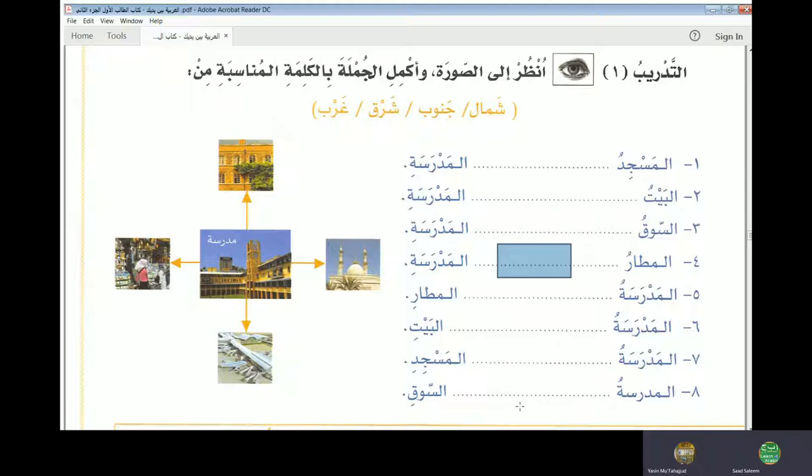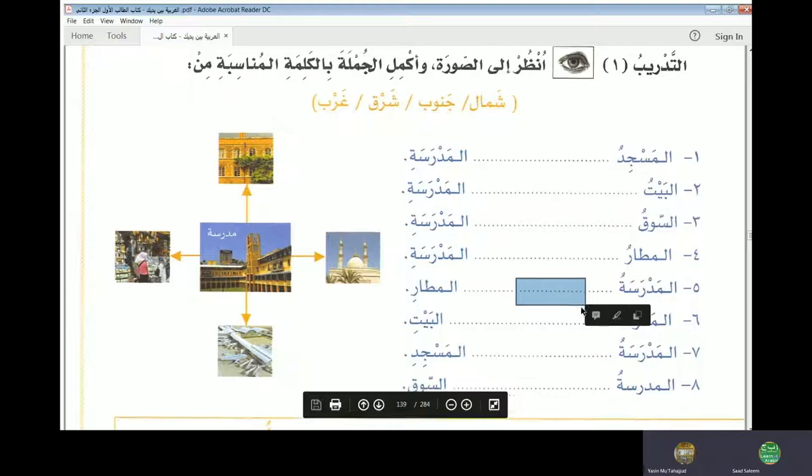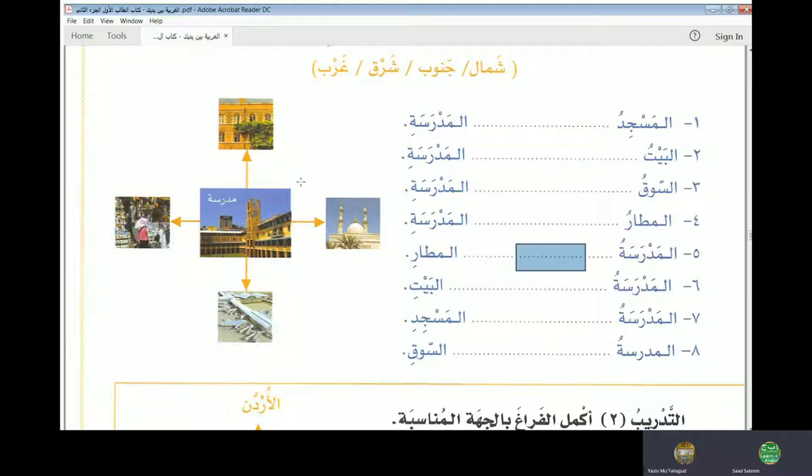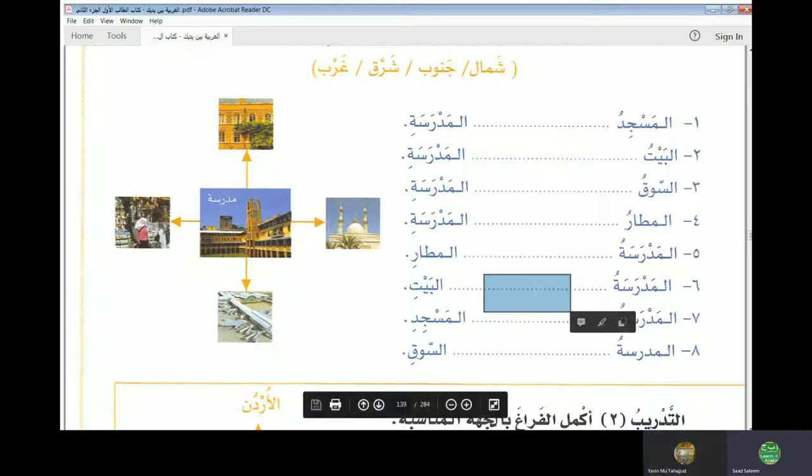Al-Matar janub al-madrasa. Al-Madrasa shamal al-matar, correct. Janub al-bayt, correct.